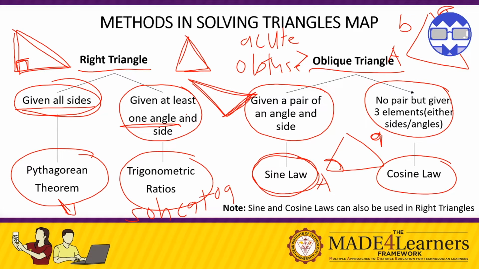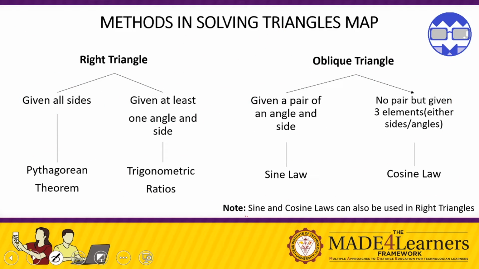Now there is a note here. Let's just erase the writings first. There's a note here indicating that the sine and cosine law can also be used in right triangles. So aside from Pythagorean theorem and trigonometric ratio, sine and cosine law is applicable for right triangles also.